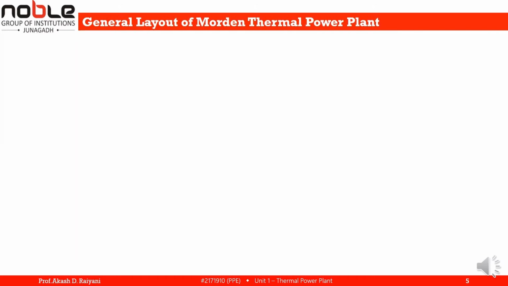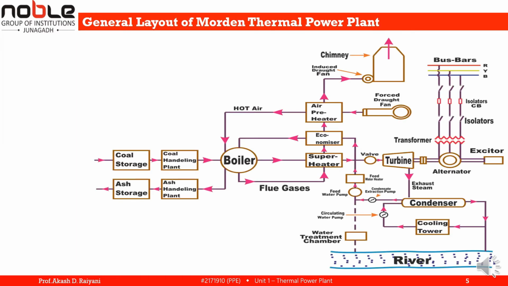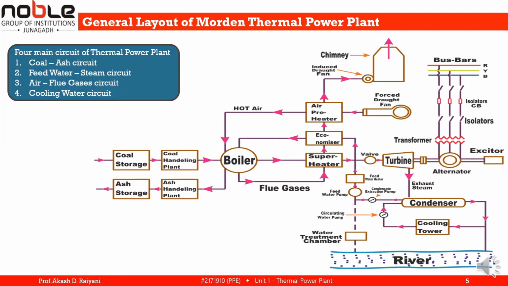Next one is the general layout of a modern thermal power plant. You can see from the schematic diagram there are four main circuits of a thermal power plant, which are first, coal and ash circuit, second, feed water and steam circuit, third, air and flue gas circuit, fourth, cooling water circuit.